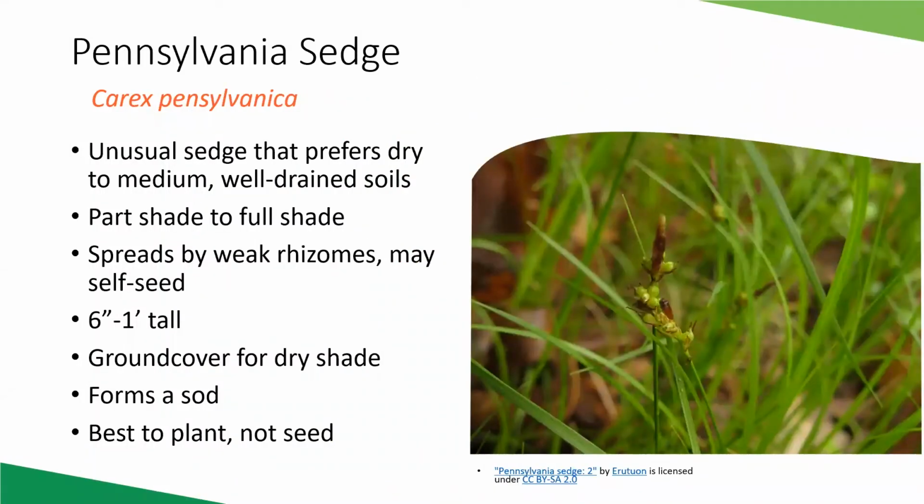With our grasses, we also have some sedges. Pennsylvania sedge, it's part shade to full shade. It is capable of spreading by rhizomes. It may also self-seed. It does form a sod. So it's best to plant these possibly by plugs and not by seed. May have a better success rate there.